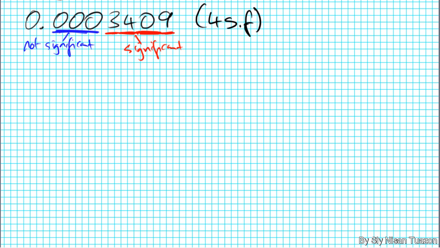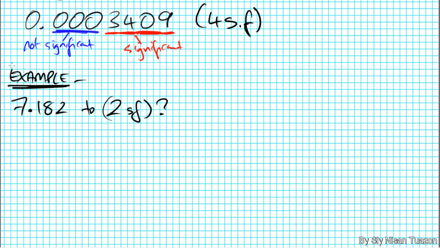Now, the only trick is when you're asked to round to a certain amount of significant figures. You need to look at the number, apply those rules, and apply the same rounding rules as before. So I'm going to give you an example. Let's say I wanted to round 7.182 to 2 SF.